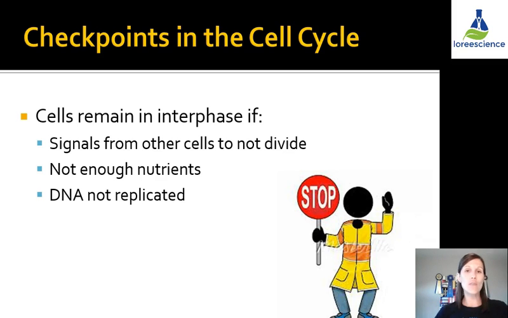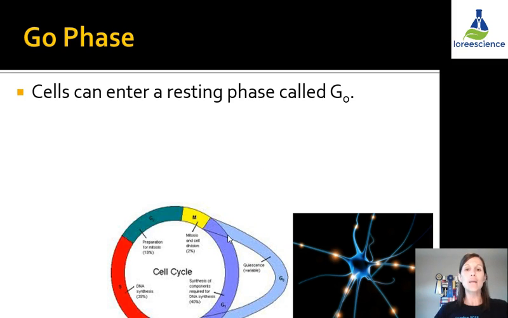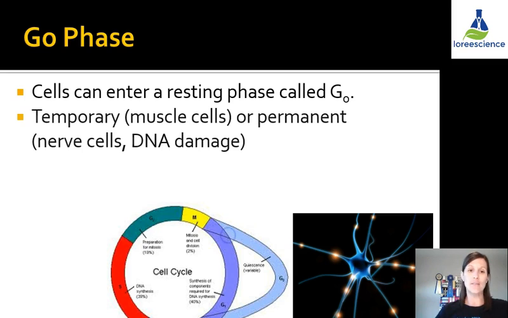If DNA is not replicated at all, or if it's replicated incorrectly, the cell will remain in interphase. If there's any damage in the DNA, that's going to cause those cells to stay in interphase as well. As mentioned in an earlier lesson, there is another phase called G0 phase, and this is also called the resting phase.